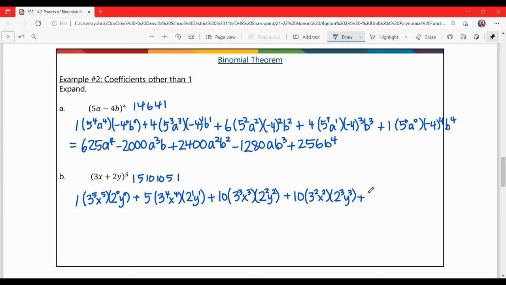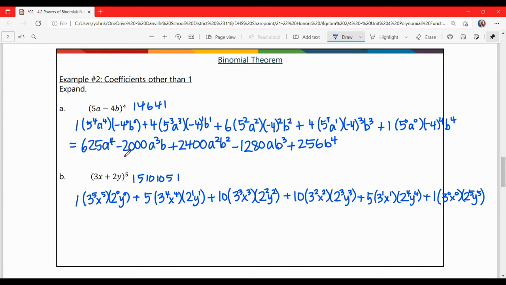Plus, the next coefficient is 5. Take the 3 down a power, the x down a power, take the 2 up a power and the y up a power. Plus, the next coefficient is 1. Take the 3 down a power, the x down a power, but take the 2 up a power and the y up a power.